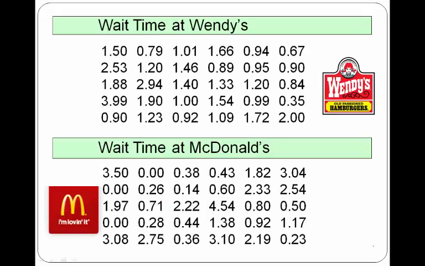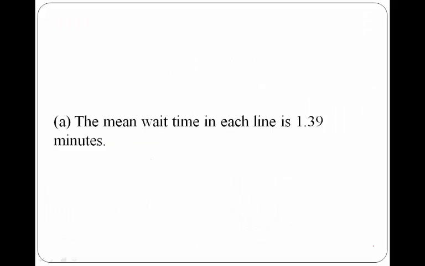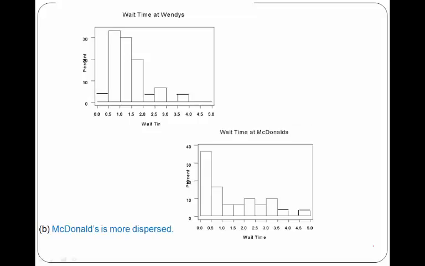Which line would you prefer to be in, and why? This is the data. You might want to pause and calculate your mean, or you can continue on to the next slide since you know how to do means at this point. The mean wait time in each line is the same, 1.39 minutes. But if you look at the histogram, it's clear that the McDonald's data is more dispersed.